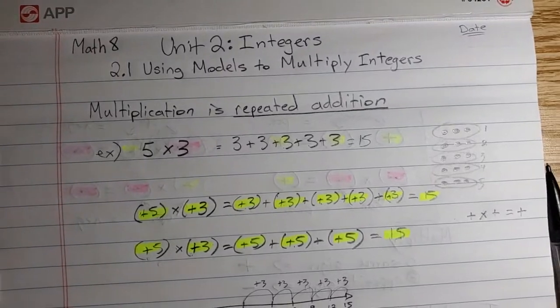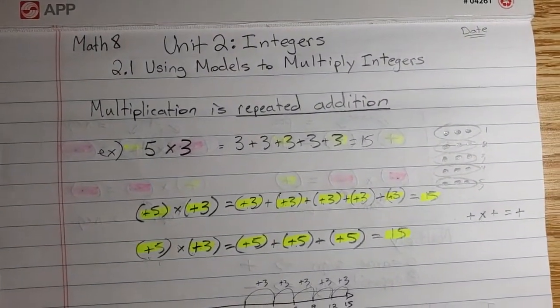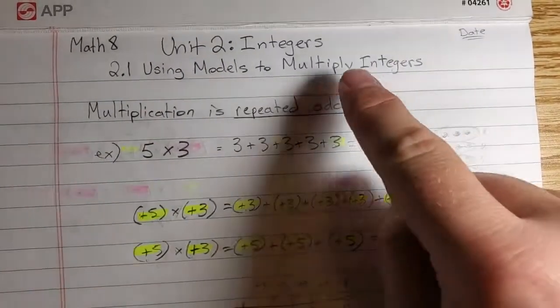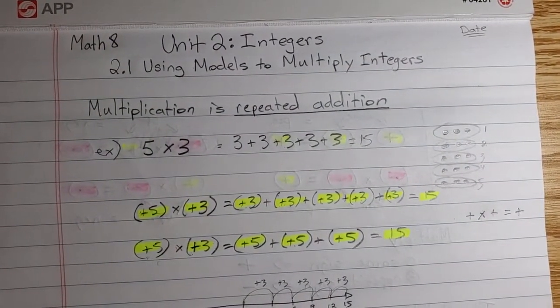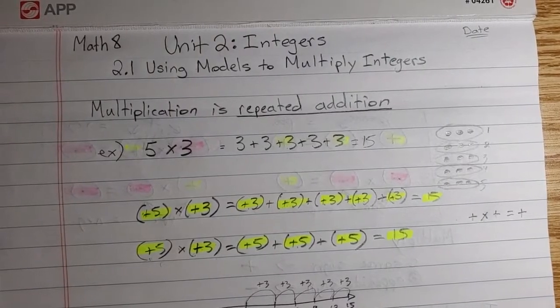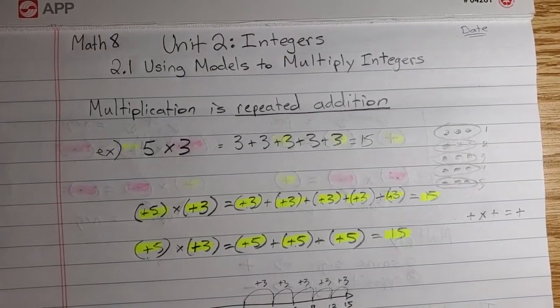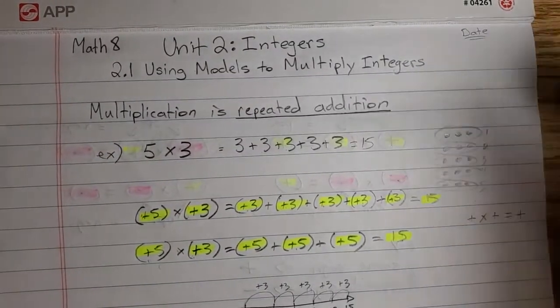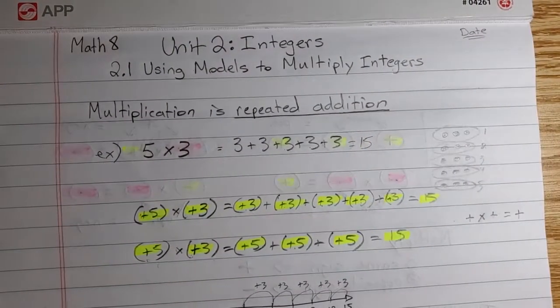Hello, grade 8s. This is math, and we are in Unit 2, integers. Starting off, we are going to learn how to multiply integers today. We're going to work on that a little bit more in future lessons. We're also going to learn to divide integers. And if you remember what integers are, it's just those positive and negative whole numbers.